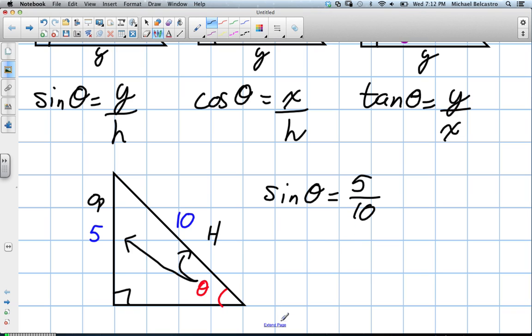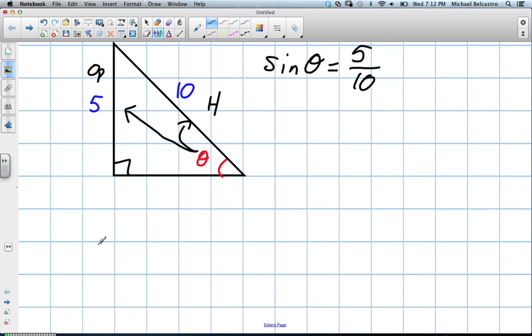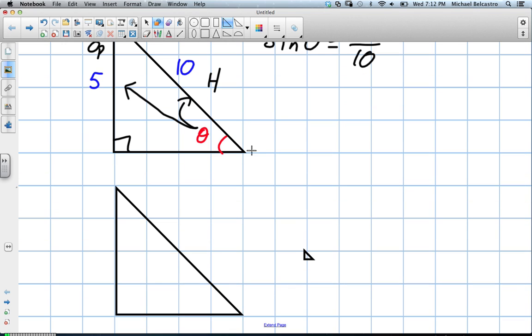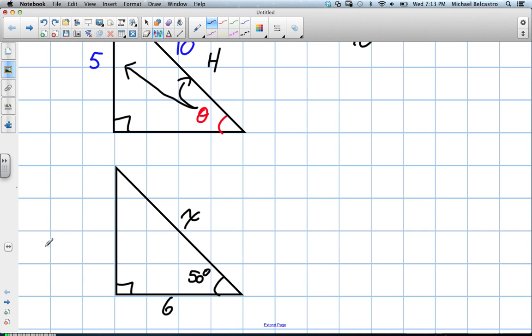Let's go down again. What if we were looking for, let's say, this triangle. And again, these only work with right angle triangles. That's very important. Very important that we know that it only works with right angle triangles. What if I have this angle, 50 degrees, and I have this side, 6, and I'm looking for this, X. I have these pieces of information. Which of the ratios am I going to use?